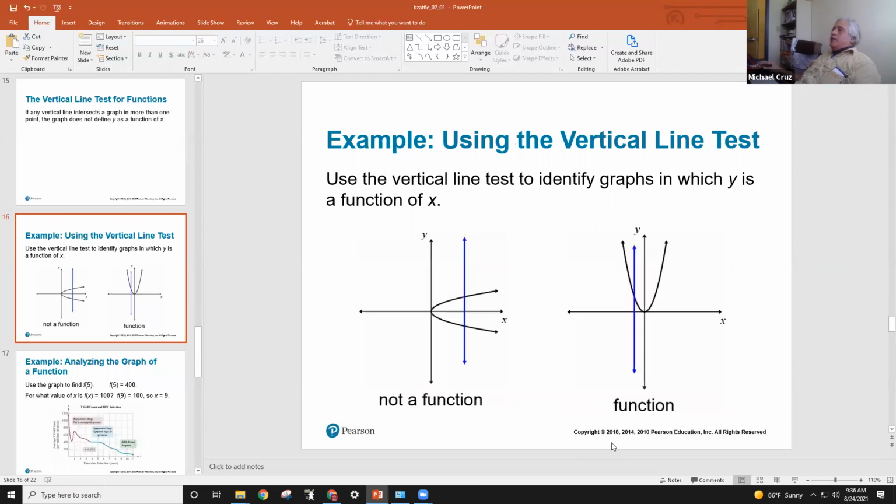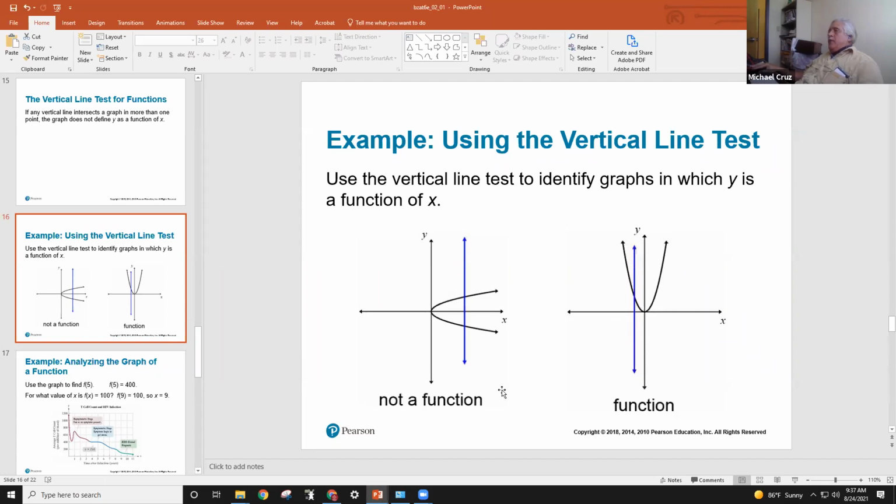All right, but let's look at two different types of graphs. The one on the right, this is what we call a parabola. It's like x squared. And you'll notice that no matter where you draw the line on here, there's no way that you're going to intersect this in more than one spot.